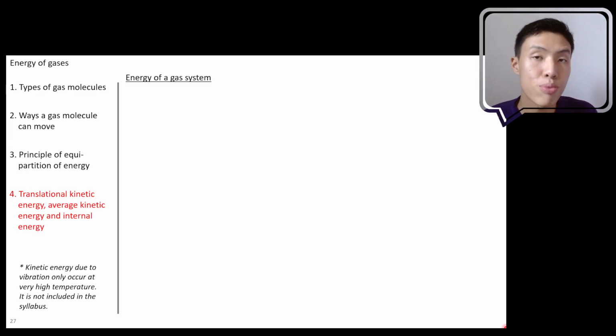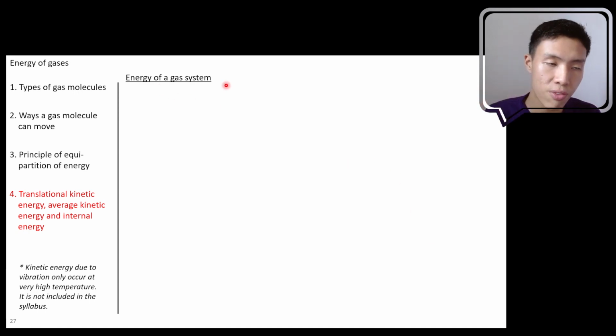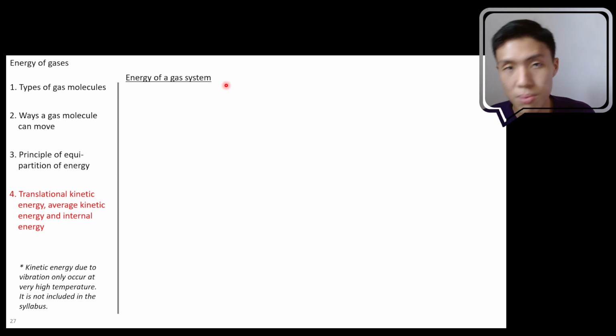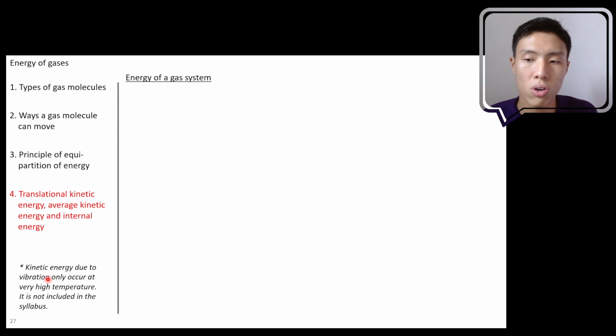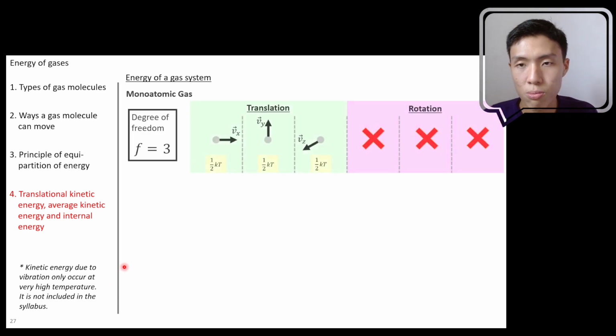Now, let's apply the principle of equipartition of energy that we discussed earlier to study the energy of a gas system. We are going to study energy for gas systems which are monoatomic, diatomic, and also polyatomic. But again, I'm going to emphasize that for our discussion over here, we are not going to consider kinetic energy due to vibration. Those are not considered because they occur only at very high temperature, so we will not discuss it in our syllabus. So let's continue with monoatomic gas.